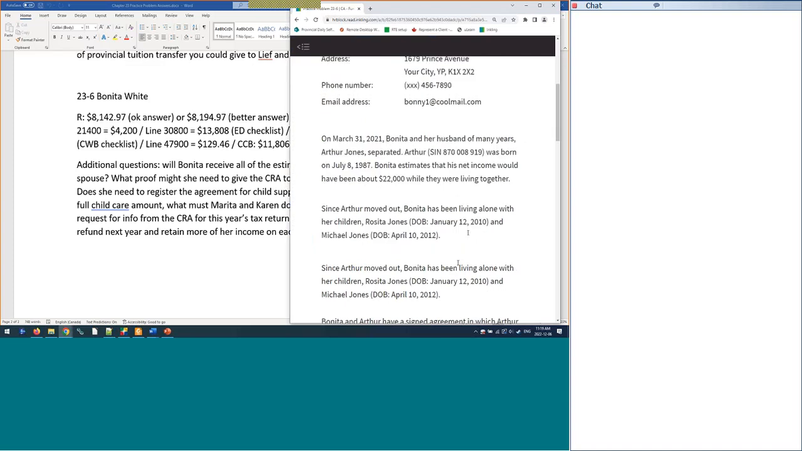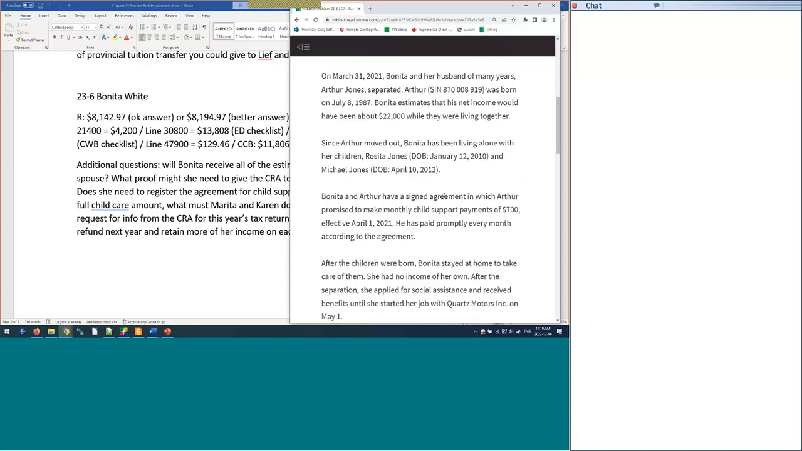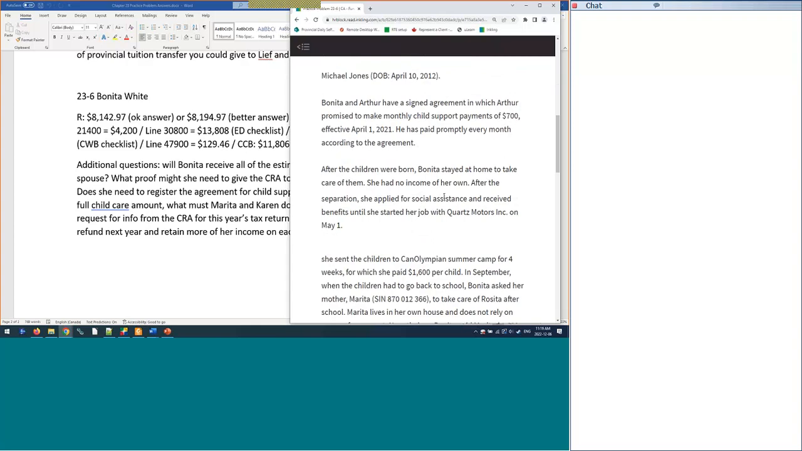Okay, we know roughly what Arthur's income was before separation. So that is the income that Arthur earned between January 1st and March 31st. That information we got from Bonita. We also got his SIN number and his birth date. So they are cooperating with each other, and we have that information. We have a signed written agreement between Arthur and Bonita that Arthur will make child support payments of $700 starting April 1st, and he has paid every single child support payment he needed to make.